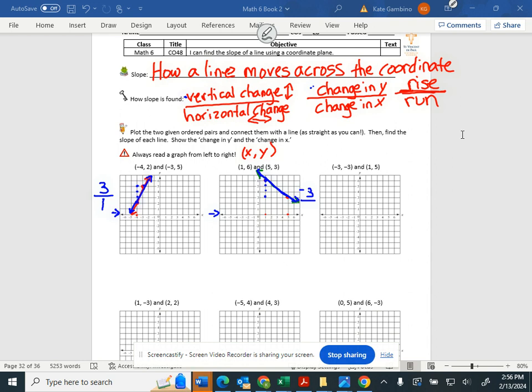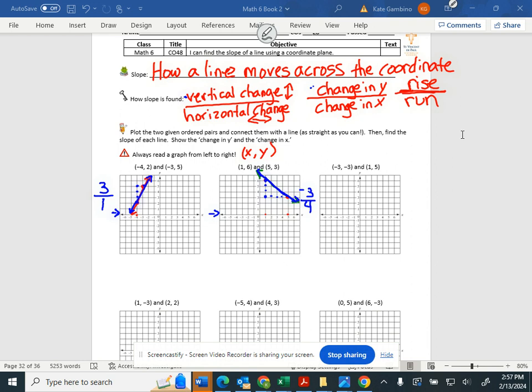Now I need to count my run. So I'm going to start right here. That's my 0. Then 1, 2, 3, 4. I moved over 4 places, so my denominator is 4. So my slope of this line is negative 3 over 4.